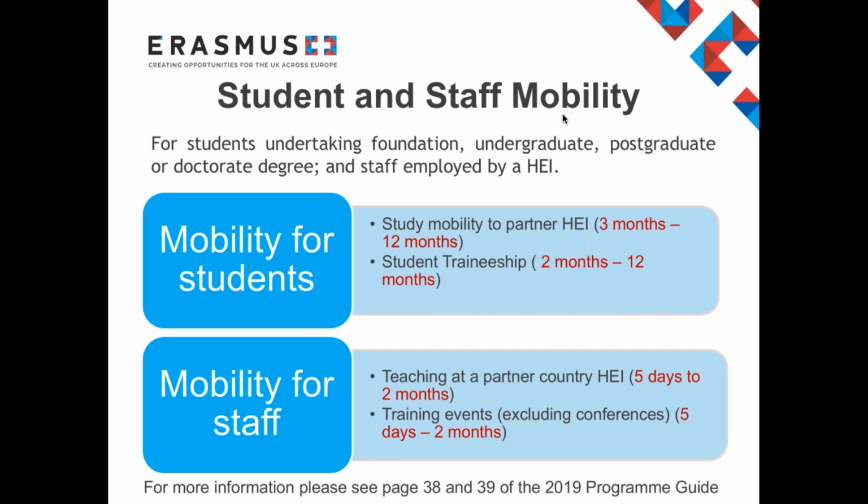Students that are enrolled at a participating HEI can take part. The mobility activity has to relate to the student's degree, and students can undertake a study placement at a partner HEI or a traineeship in an eligible organisation. As noted on the screen, students can undertake mobilities at partner universities from 3 months to 12 months. Traineeships at organisations are from 2 to 12 months.